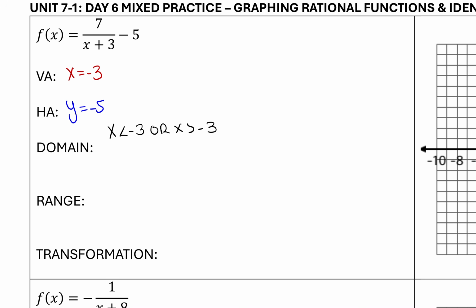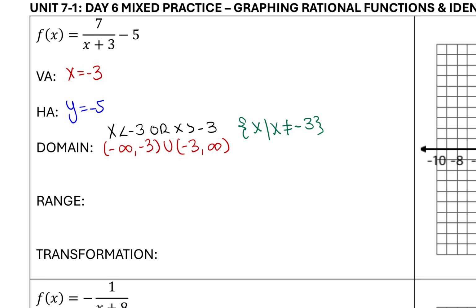We have the interval notation from negative infinity to negative 3, not including it, union from negative 3 to positive infinity. We also have the set notation, which is going to be for all x's in which x cannot be equal to negative 3.